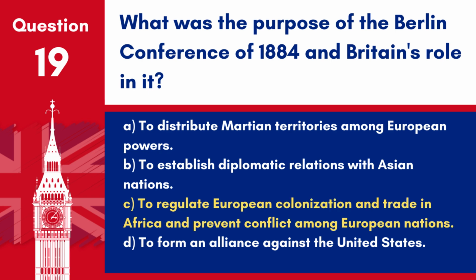Answer. C. To regulate European colonization and trade in Africa and prevent conflict among European nations. Britain played a key role in the conference, which led to the scramble for Africa, influencing the division and colonization of African territories by European powers.